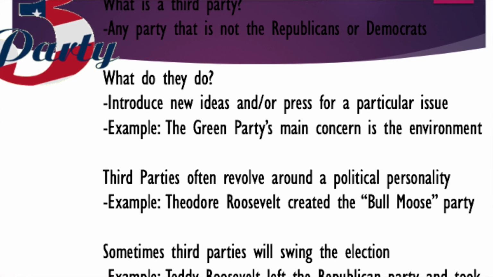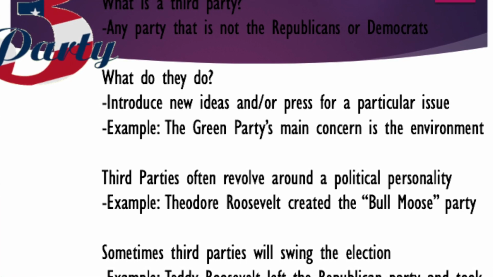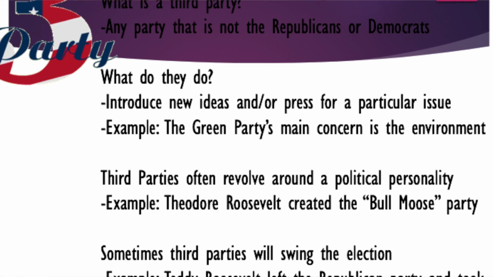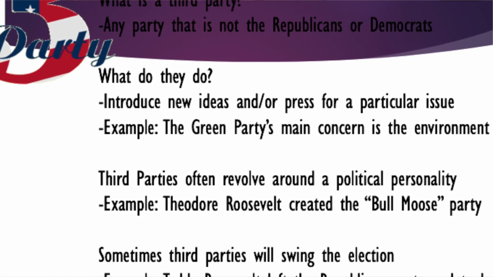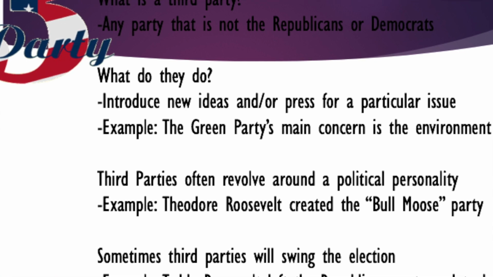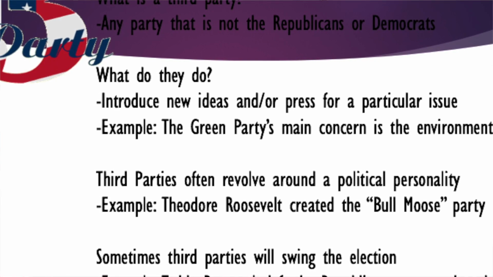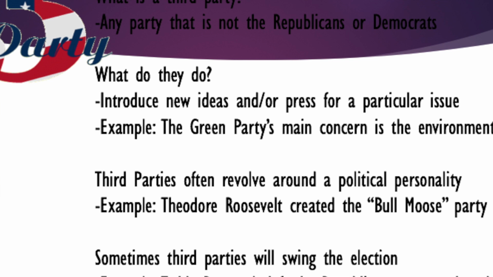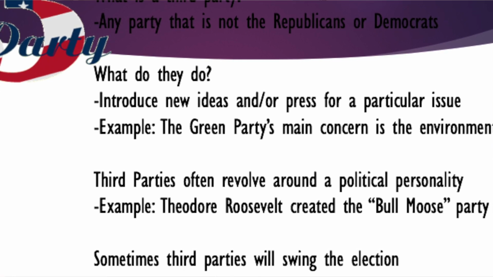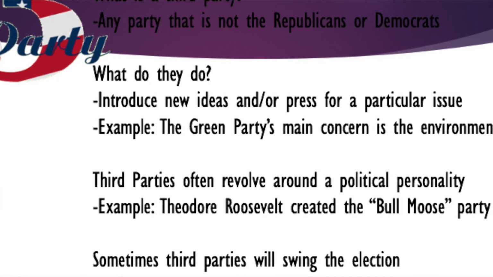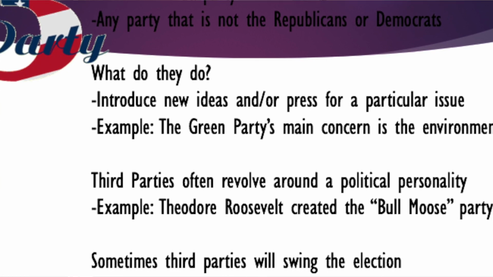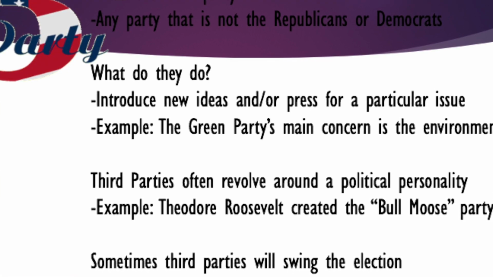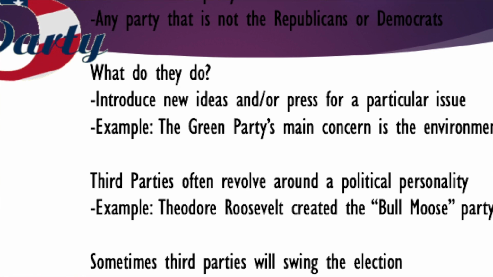And then the last one is that third parties often evolve around a political personality. For example, Theodore Roosevelt was known as the Bull. He called his third party the Bull Moose Party. Why? Because they knew him as the Big Bull when he was a leader in the Army. So he named it the Bull Moose Party. You'll learn more about it when you do a little more research.